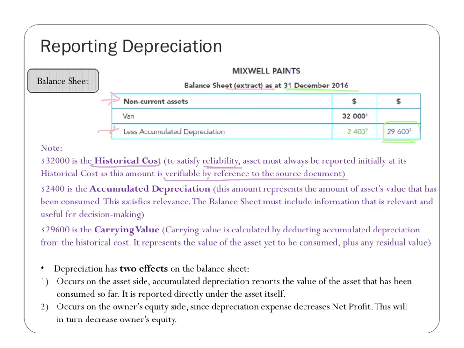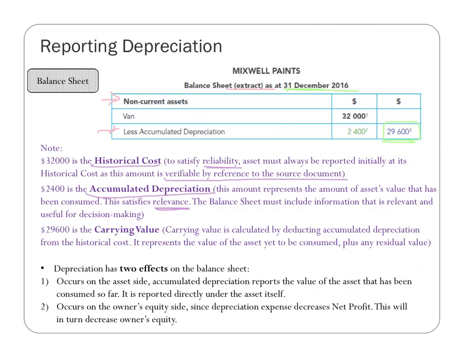2,400 is the accumulated depreciation. This amount represents the amount of the asset's value that has been consumed, and this satisfies the qualitative characteristic of relevance. So the balance sheet must include information that is relevant and useful for decision making. This is why we need to update this figure and provide the accumulated depreciation figure.